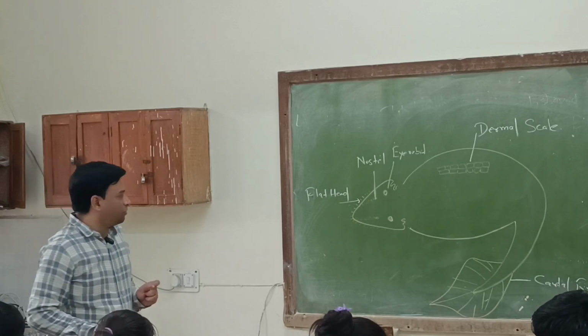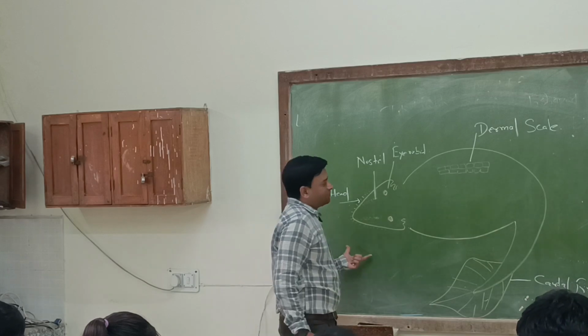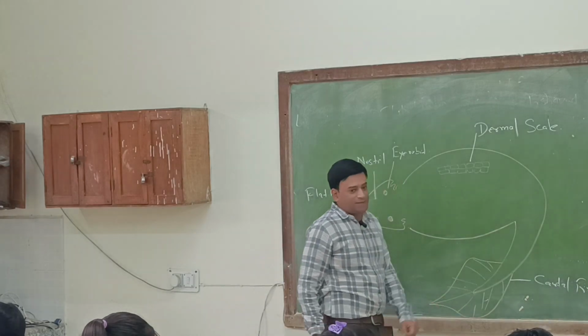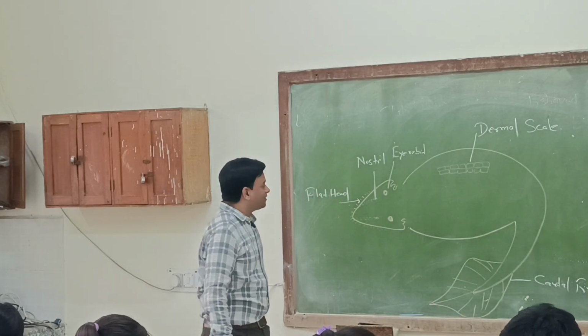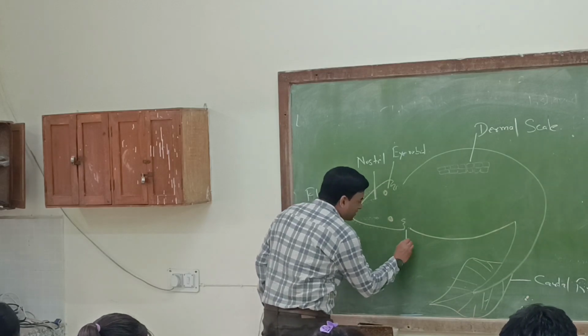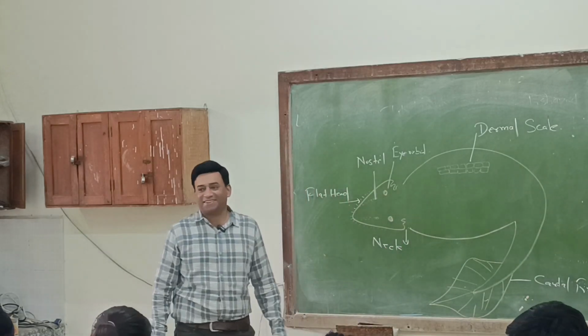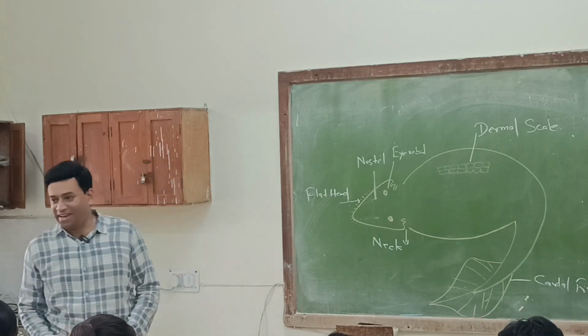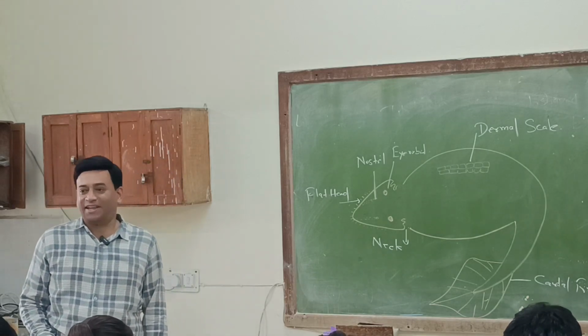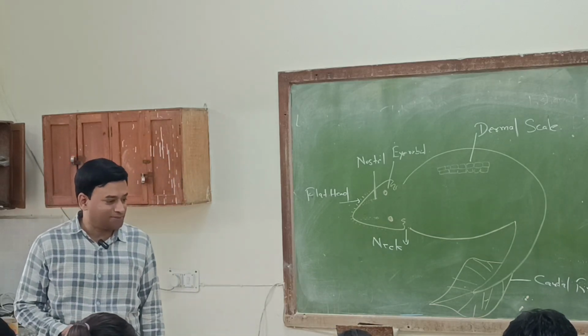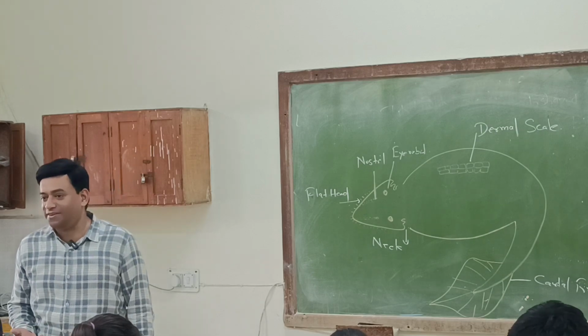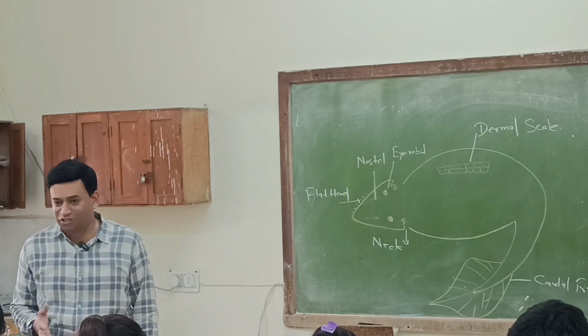Okay? So this is the flat head, then this is the trunk, and this is a tail, just like a fish. But then it has got a neck. This is neck, N-E-C-K. The fishes don't have a neck. We have a neck. The lizard has a neck. Dinosaurs had a neck. The crocodile has a neck. Even birds have a neck. But fishes don't have a neck.